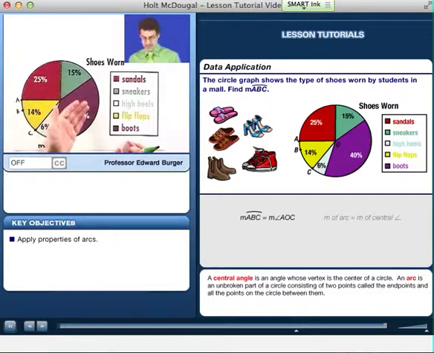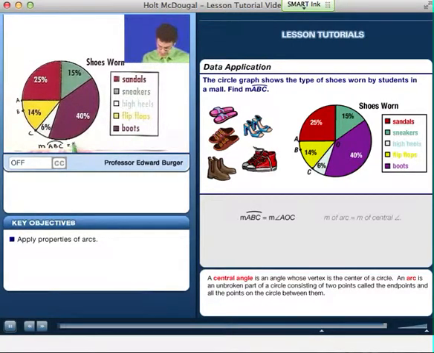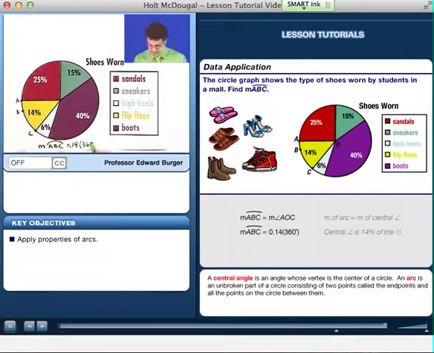Well, I'm given the percentages, which means that this is 14% of the entire whole. Well, the entire whole we know is 360 degrees. So really I want 14% of 360 degrees. So 14% of, that means times, so I have 0.14 times 360 degrees. And what does that equal? That works out to be about 50.4 degrees.